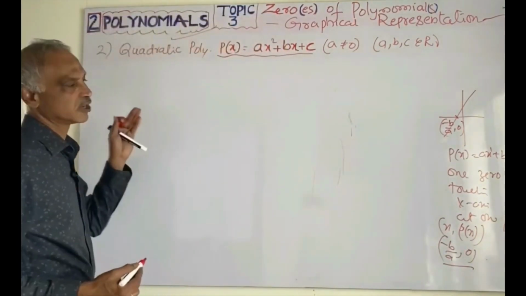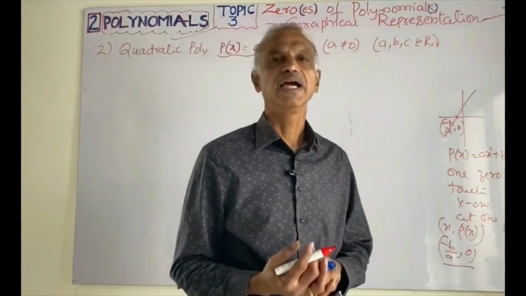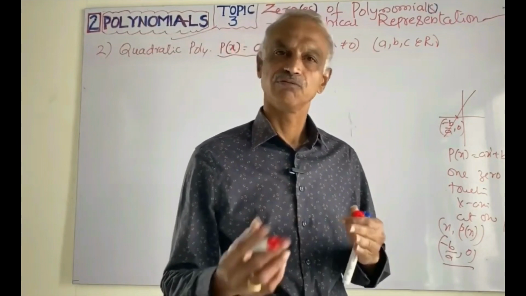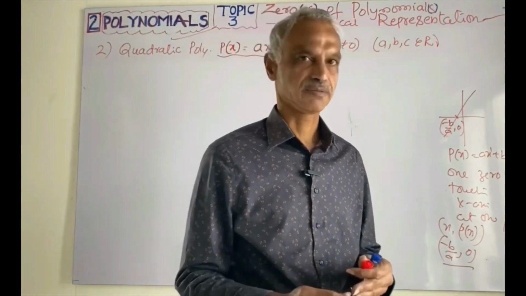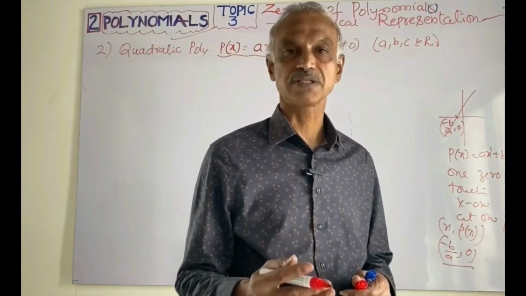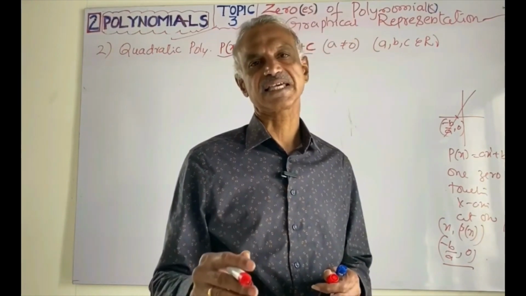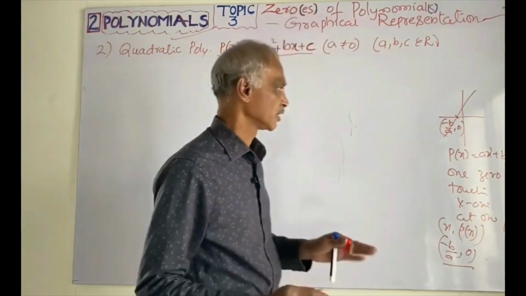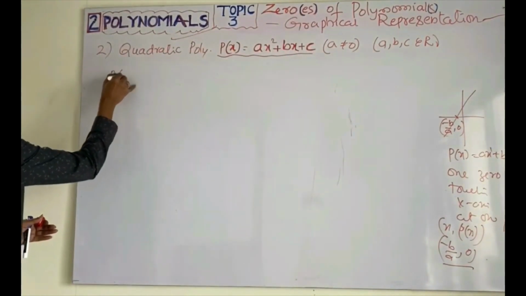Now, what is a quadratic polynomial? A quadratic polynomial will touch the x-axis at 2 points, 1 point, or even it does not touch anywhere. But a cubic polynomial will touch the x-axis at 3 points, 2 points, and it will definitely touch the x-axis at 1 point.